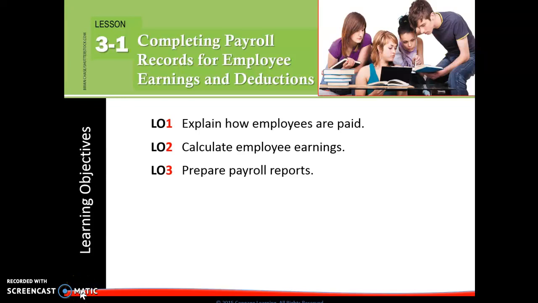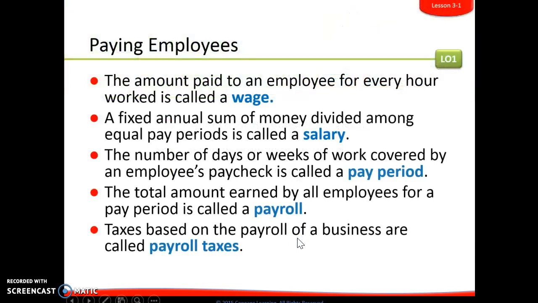3.1 is completing payroll records for employee earnings and deductions. So we have 3 learning objectives. You need to be able to explain how employees are paid, you need to be able to calculate employee earnings, and you need to be able to prepare payroll reports.